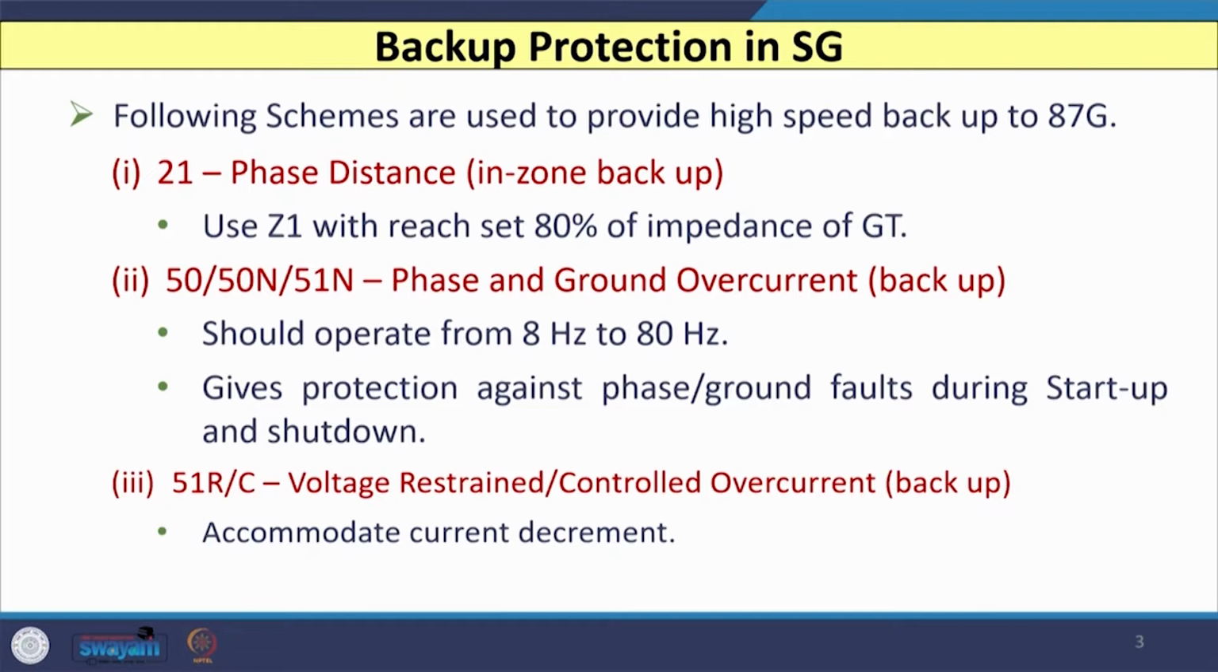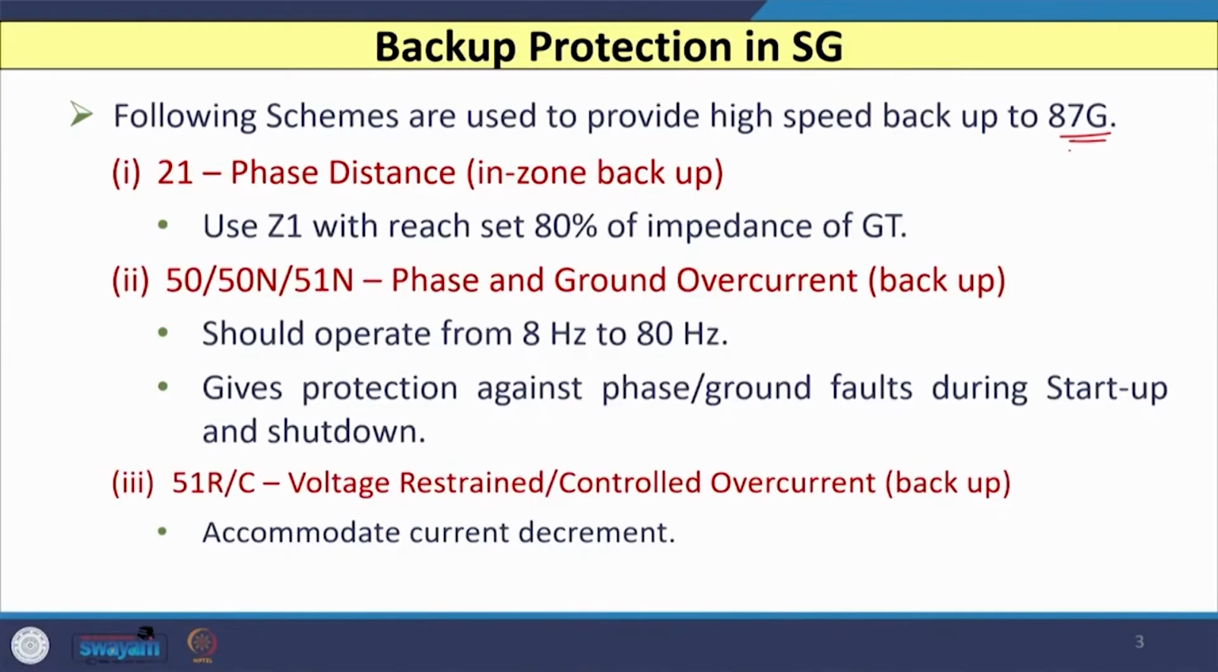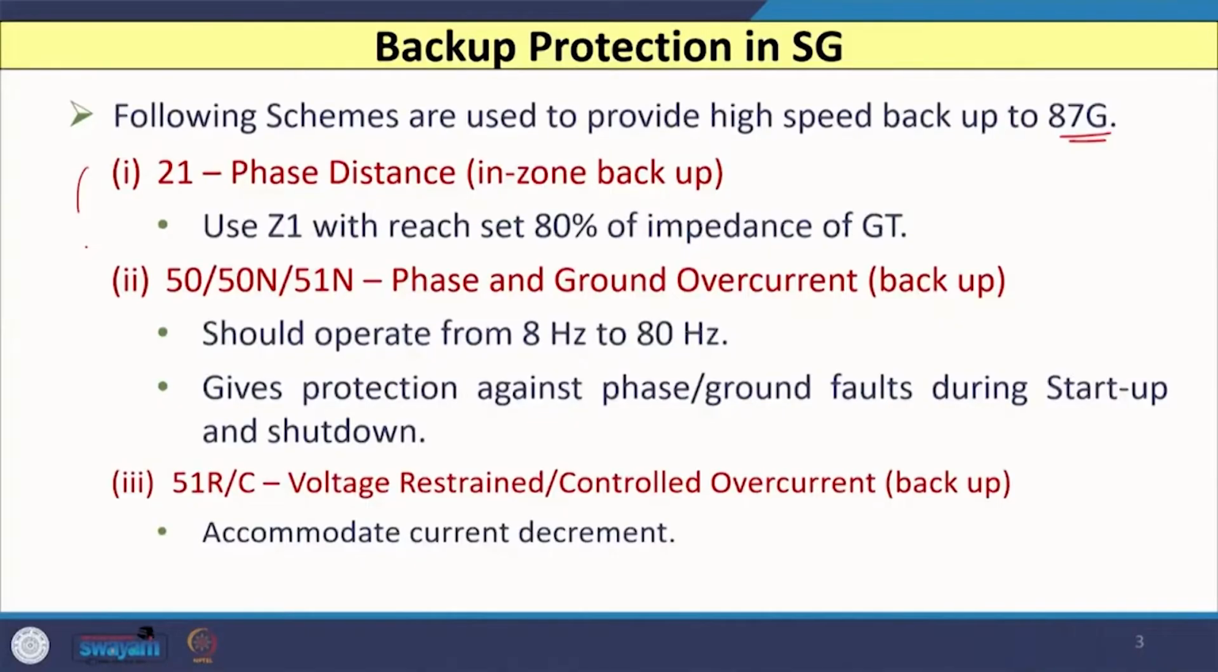However, if because of some reason this differential relay, that is the 87G unit, fails to operate, then we also need backup protection. So, here let us discuss what different types of backup protection are used in the synchronous generator if our conventional differential protection, that is 87G, fails to operate. So, there are 3 types of backup protections used by most of the utilities.